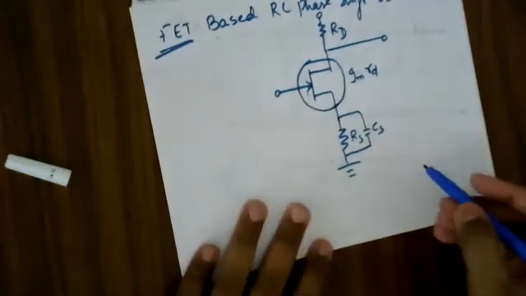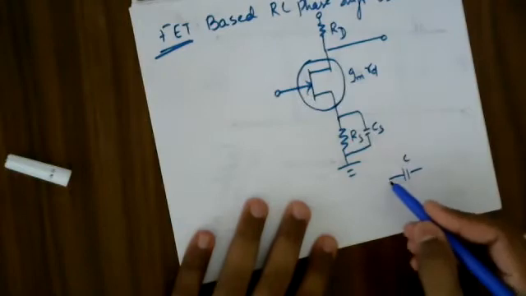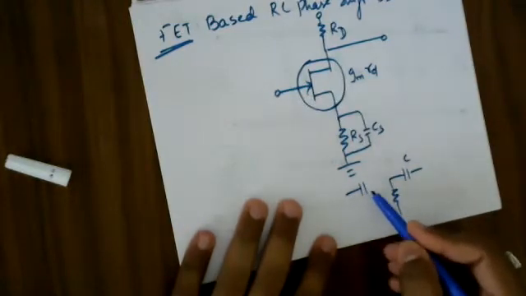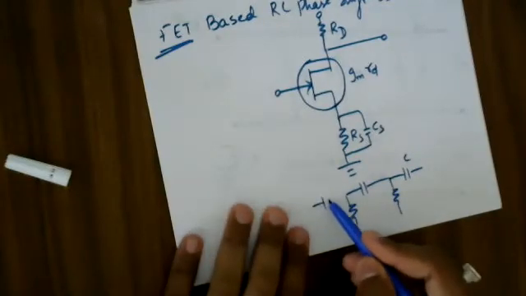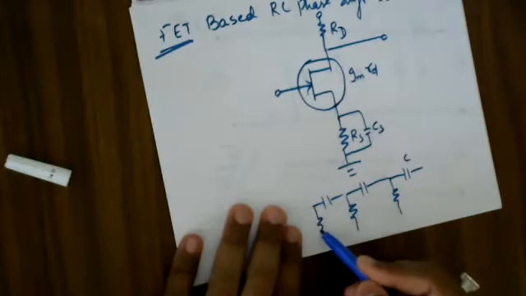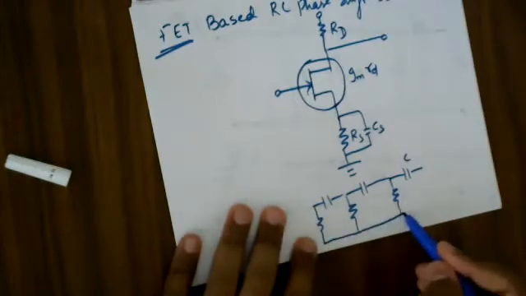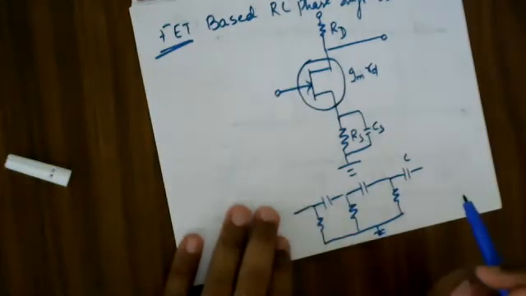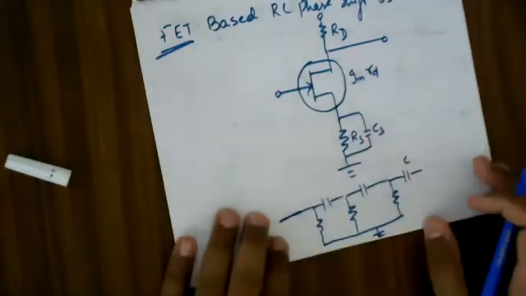Let me say that I'll be having a value of C over here, and this is my resistance. Once again, I'll be having a capacitance, and this is a resistance. So this is a capacitor, and this is a resistor. These terminals are connected to ground. I need to just connect my input and output from the circuit.